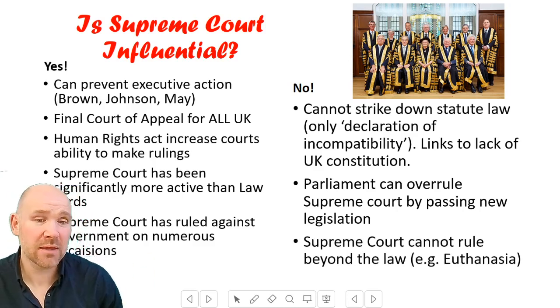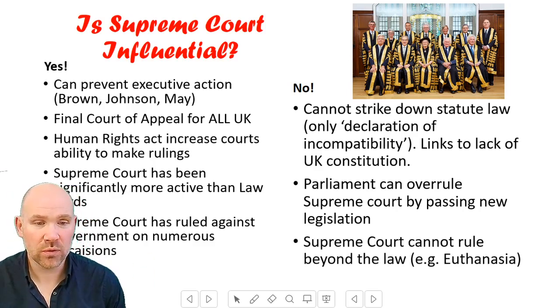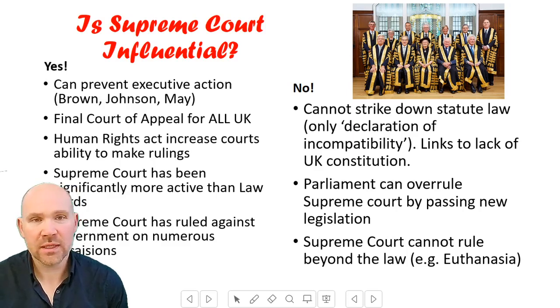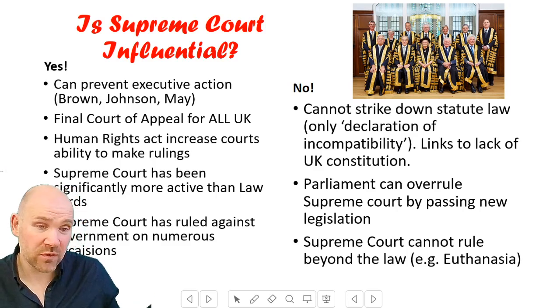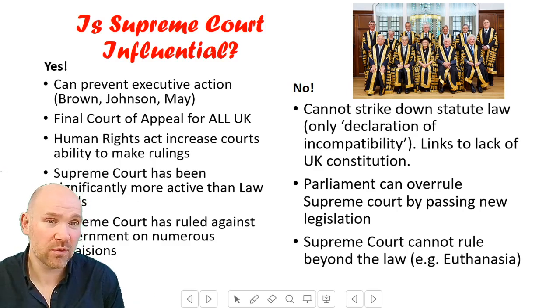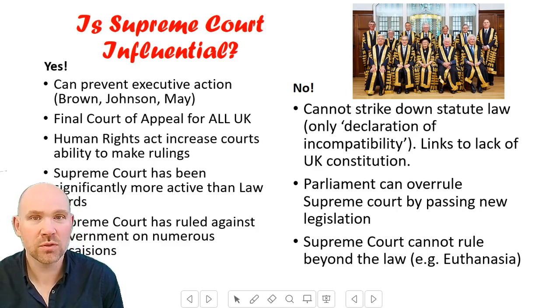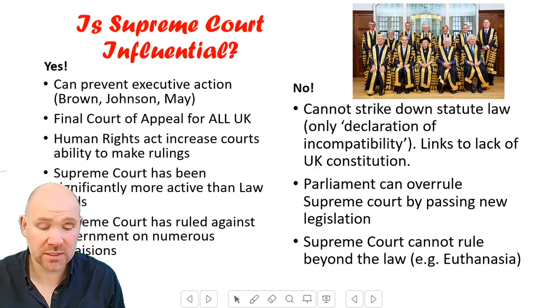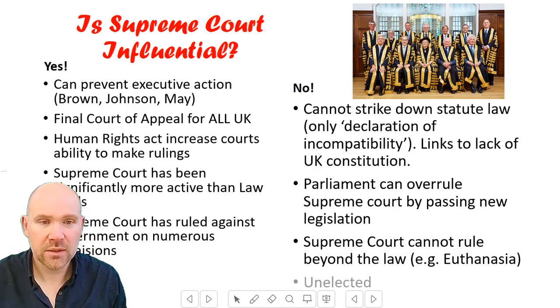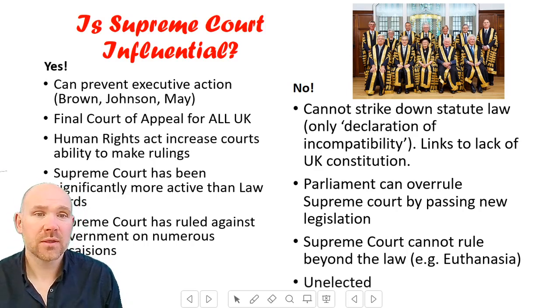And linking that point together, the Supreme Court cannot rule beyond the law. The Supreme Court can never say, well, we think it's time that this law was in place, or we want to change human rights. In the case of euthanasia, even if they personally might agree with euthanasia or think it's time that the law was changed, they cannot do that. They cannot make rulings beyond what the law actually is. They have to wait for the government to make legislation for it. Again, this is different to America, where the Supreme Court has been one of the biggest initiators of new rulings that give citizens rights. And lastly, they're not elected.